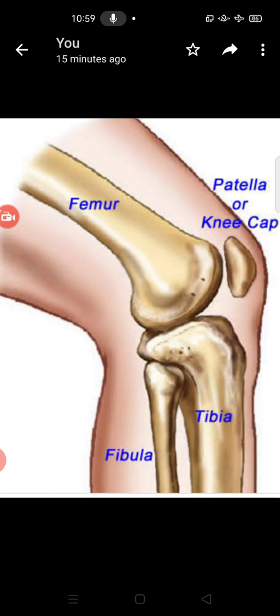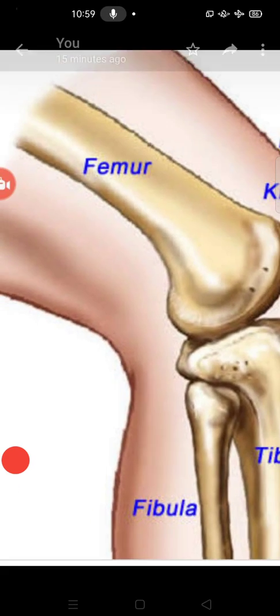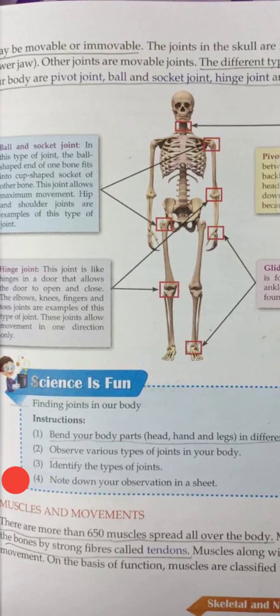Can we move this leg upwards, towards the face direction, without bending at the hip? Can we bend this leg in the opposite direction? No, we really cannot. Right? So these hinge joints allow movement only in one direction. Okay. So where are these hinge joints located? Elbows, knees, fingers and toes. See, we can find them in elbows, knees and fingers.